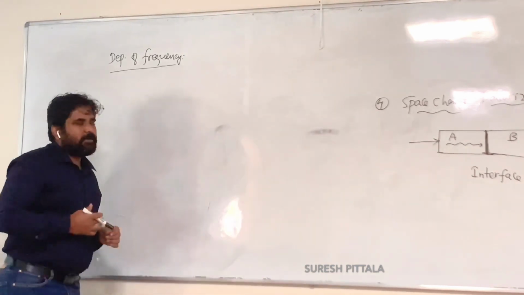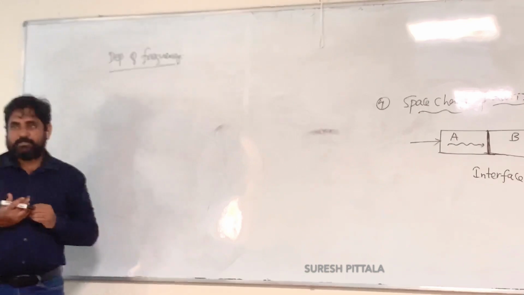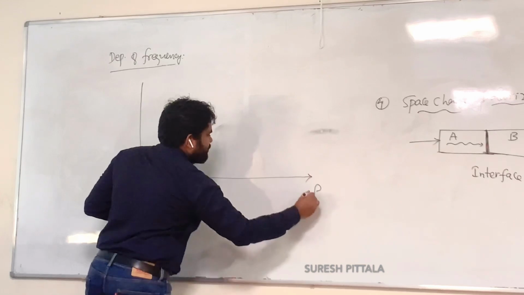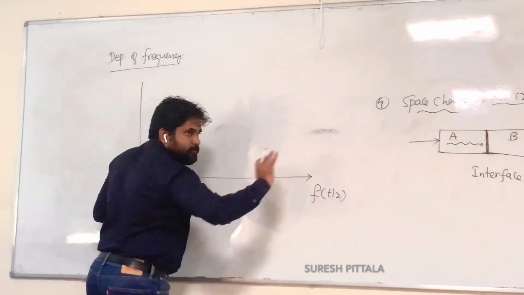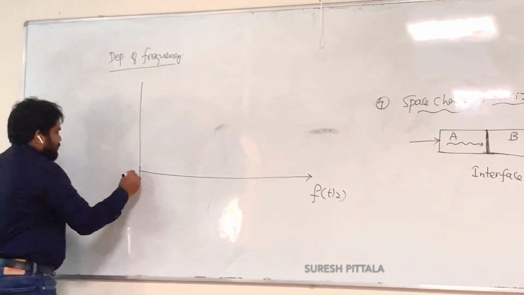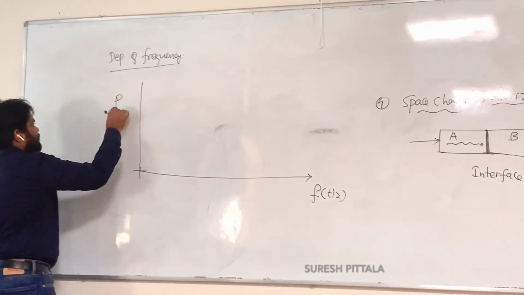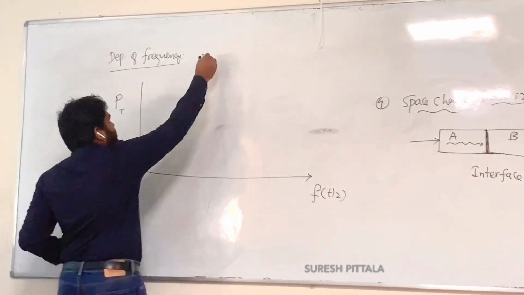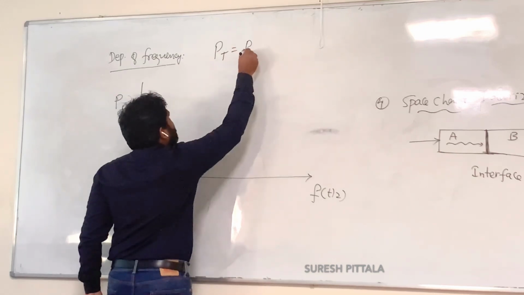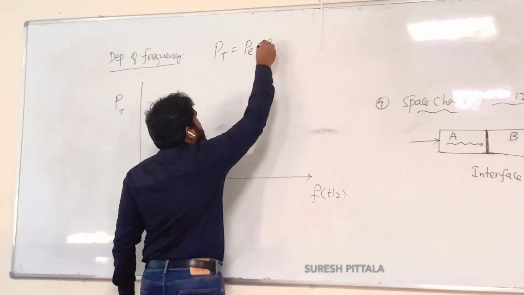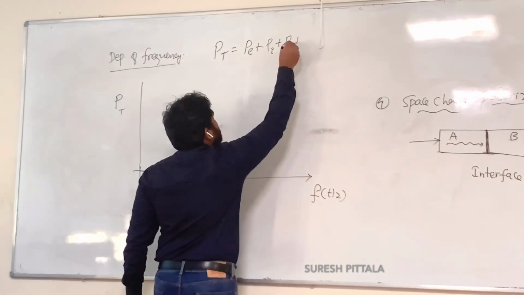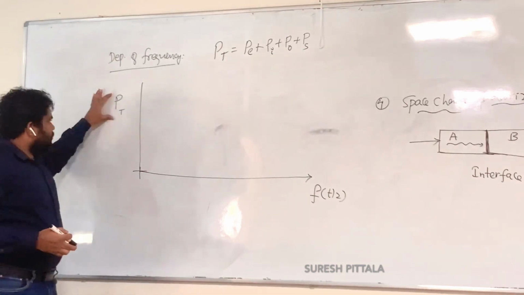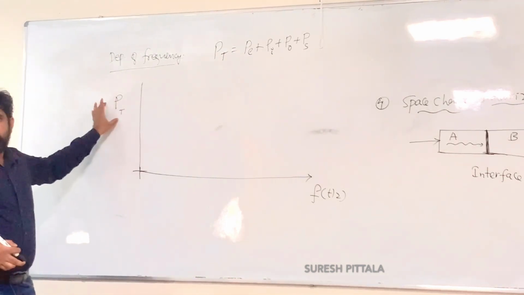Now let us quickly look into the frequency dependence of the polarization. So how does it depend? Let me do it quickly. Frequency I am plotting on the x-axis, while the total polarization on the y-axis. When I say total polarization, how many components does it have? It has PE due to electronic, polarization due to ionic, polarization due to orientation, polarization due to space charge. Yes, okay. So I wrote it as PT. This is the total polarization.